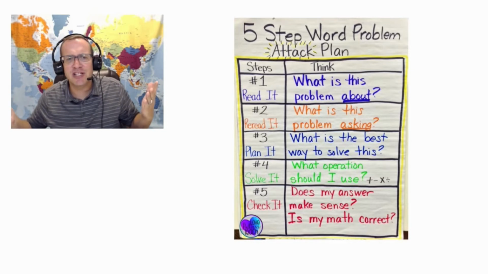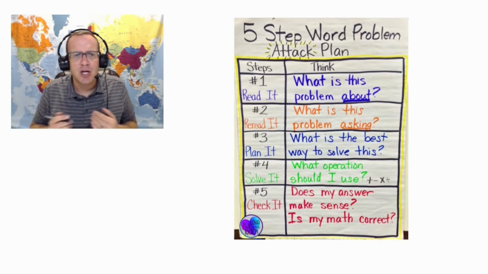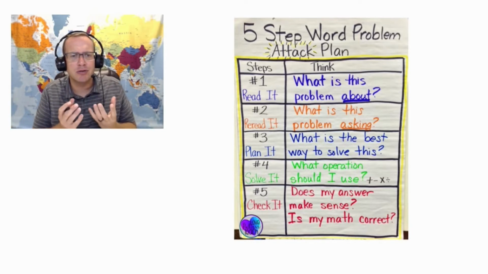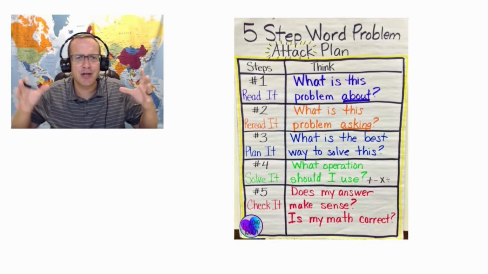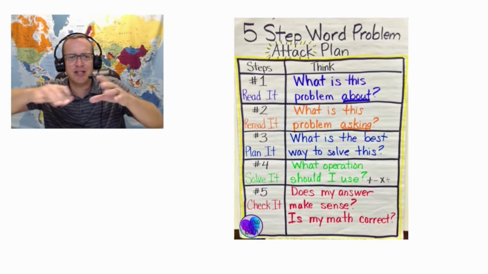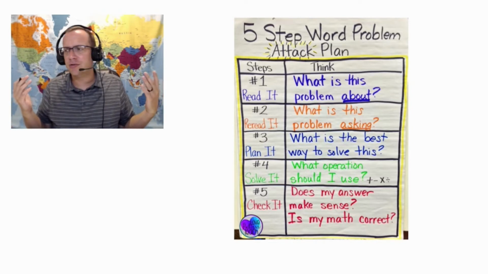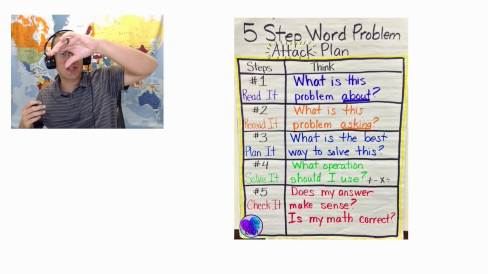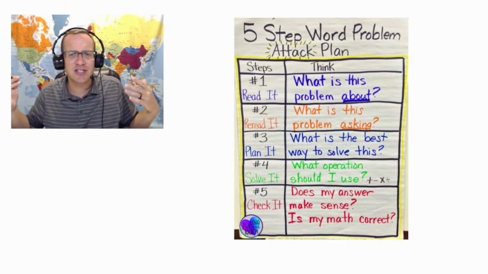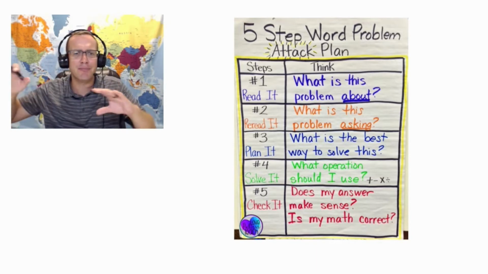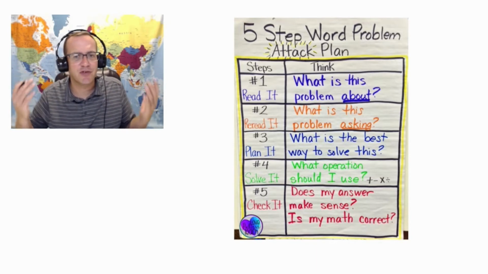Okay, number three, plan it out. So, what is the best way to solve this problem? So this is where we're going to figure out what we're going to do. Do we need to figure out what all these people have first and then divide it out among a bunch of other people, or do we need to subtract out something first and then multiply? Right? How do we solve this problem? And usually I like to draw a little model or a map or a diagram to figure this out.